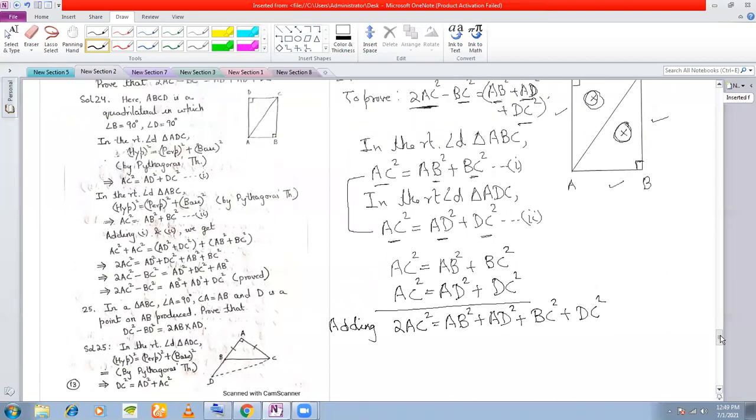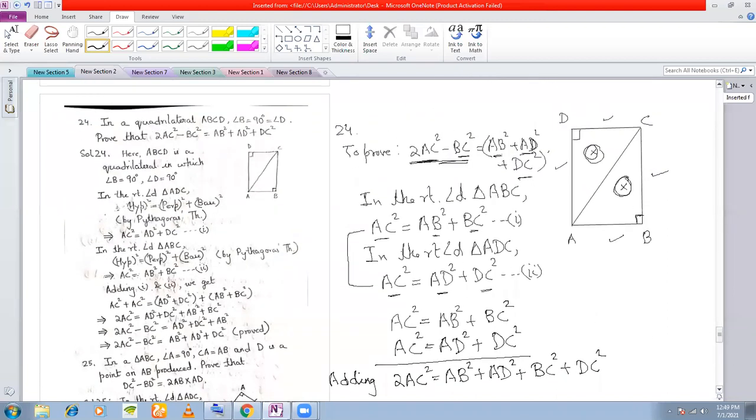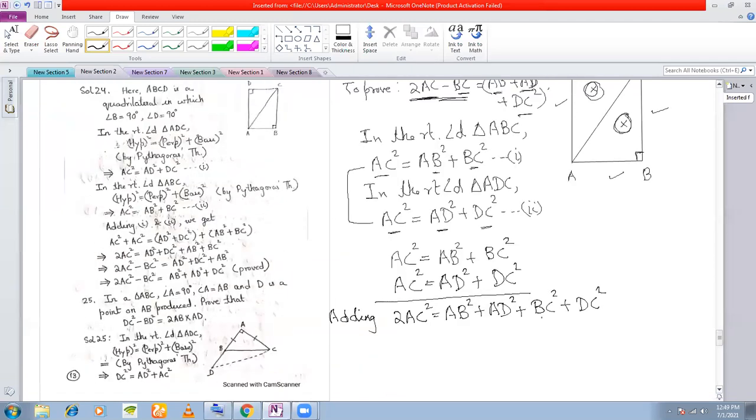Now look at the proof. What do you have to prove? Twice of AC square minus BC square. So what you do here is, from this side you take BC square to this side. Tell me.